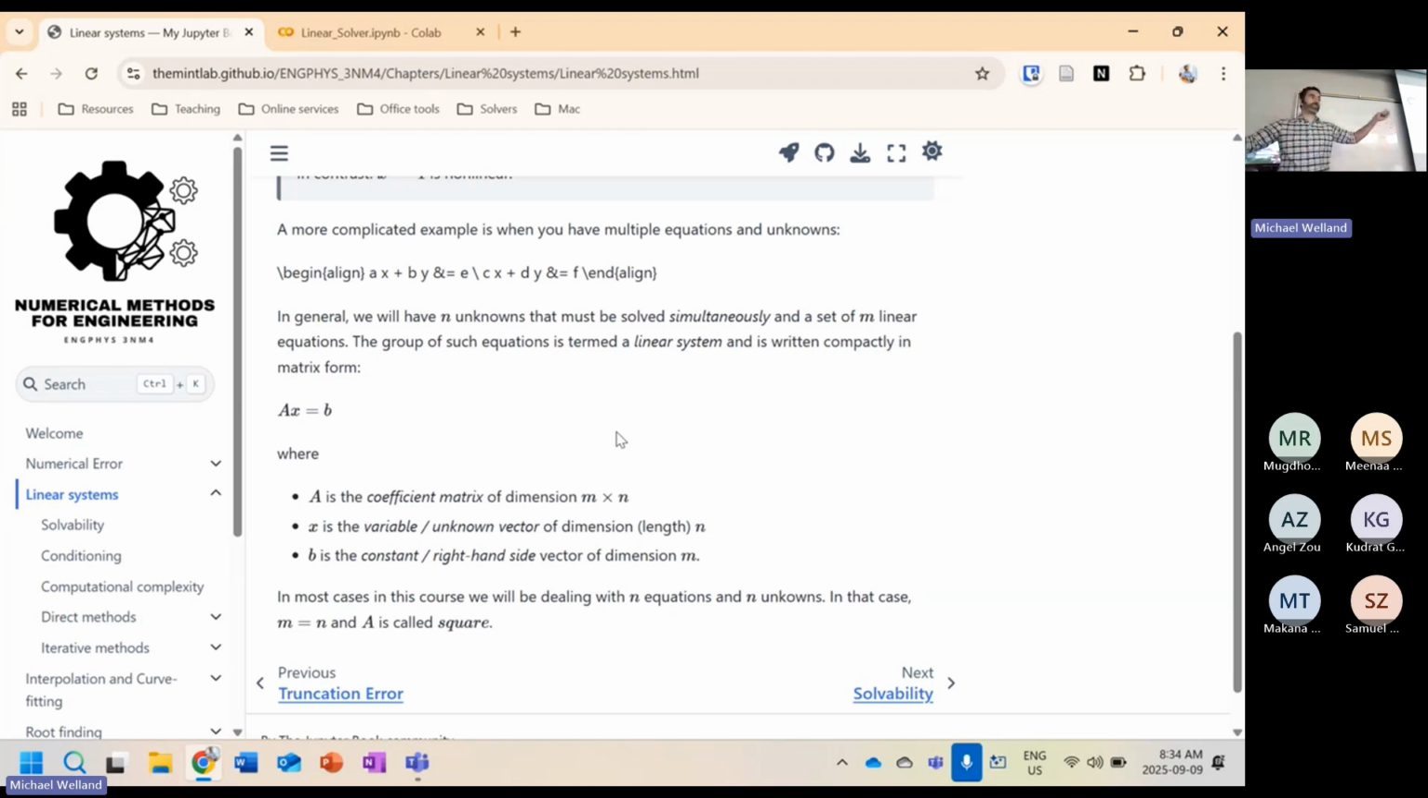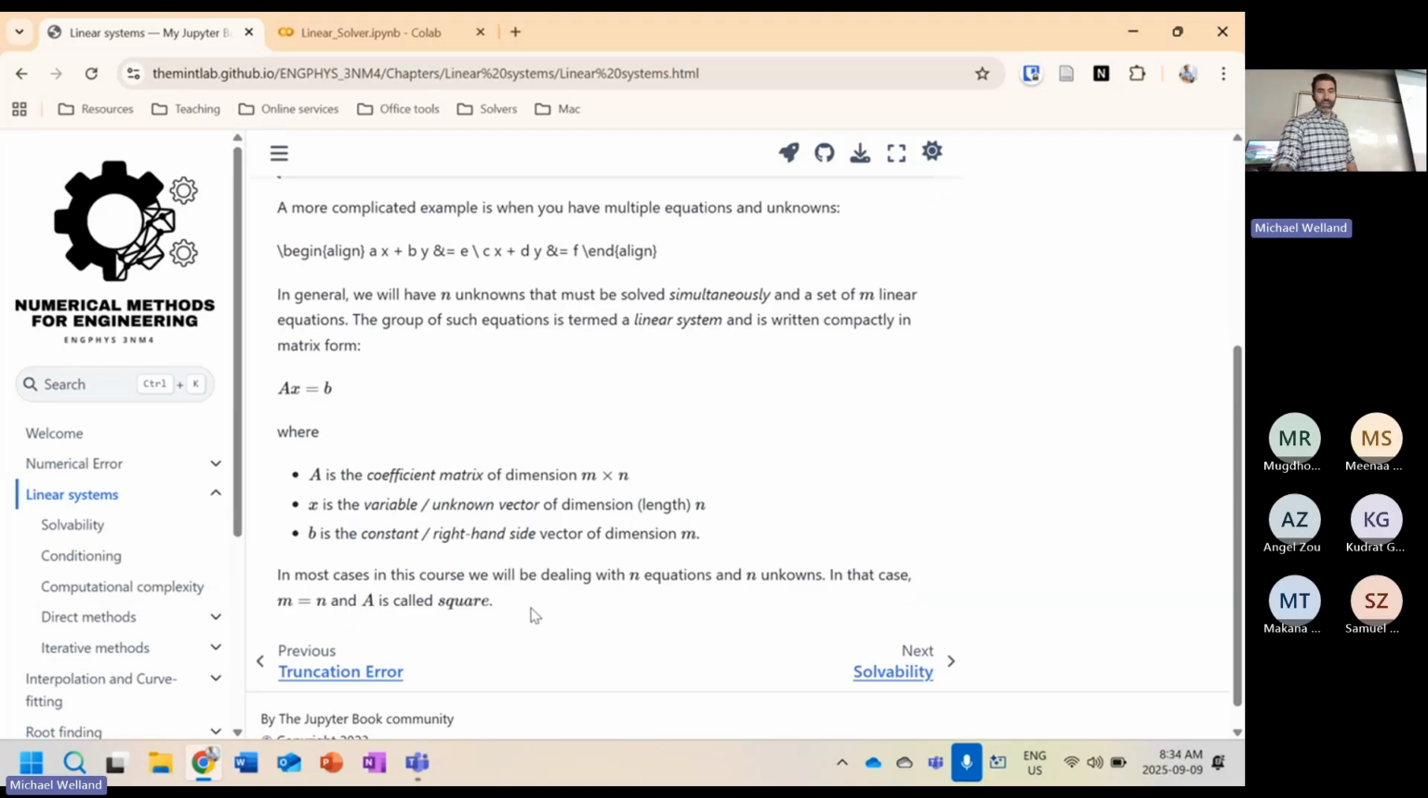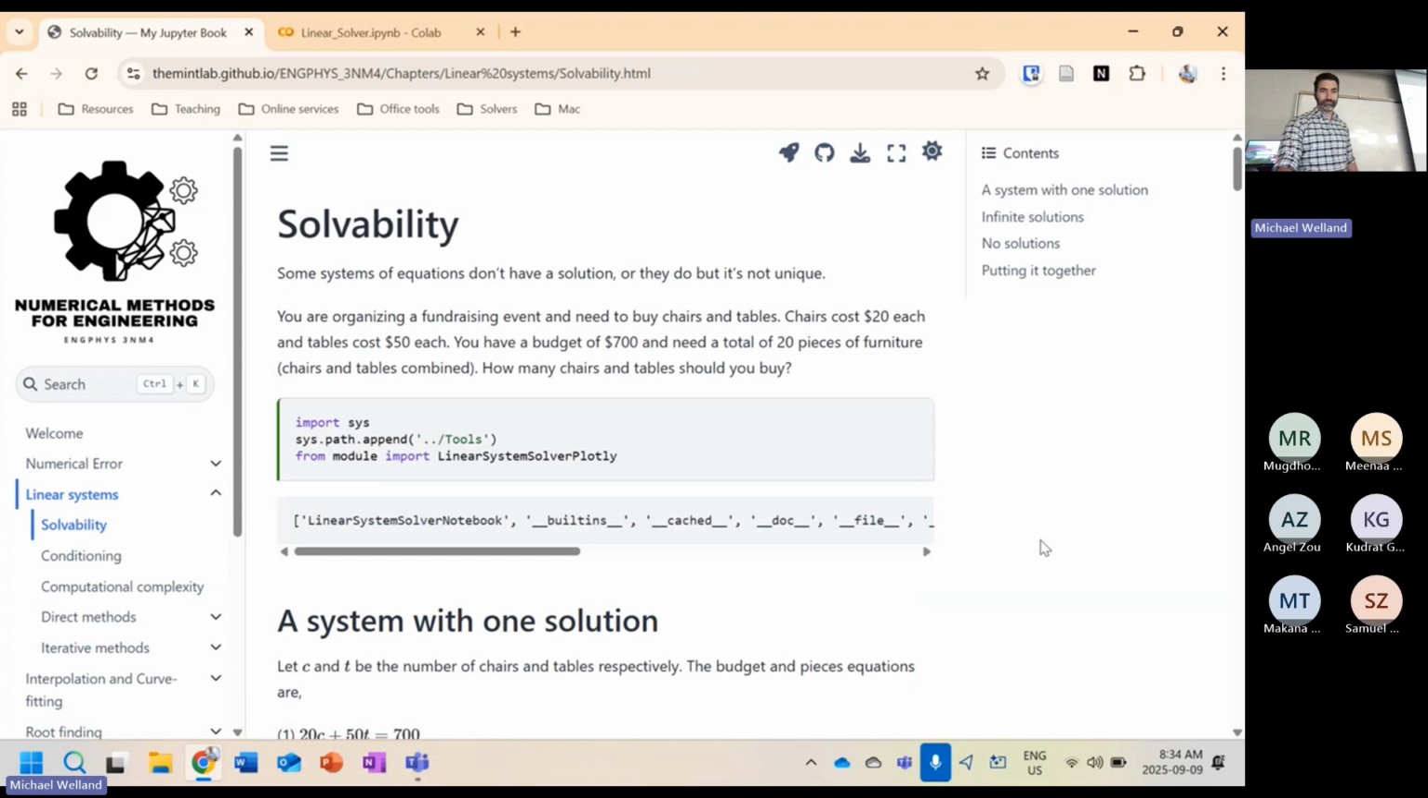Of what dimension is that vector? The computer doesn't care. Because if it knows how to handle a vector, then it can handle whatever it wants. A vector with only one element is a scalar. No problem, we can generalize our algorithms. b is the constant vector of this equation. Sometimes it's just called the right-hand vector, which is convenient. And of course, if m is equal to n, then A is square. Some systems don't have a solution, or they do, but it's not unique.